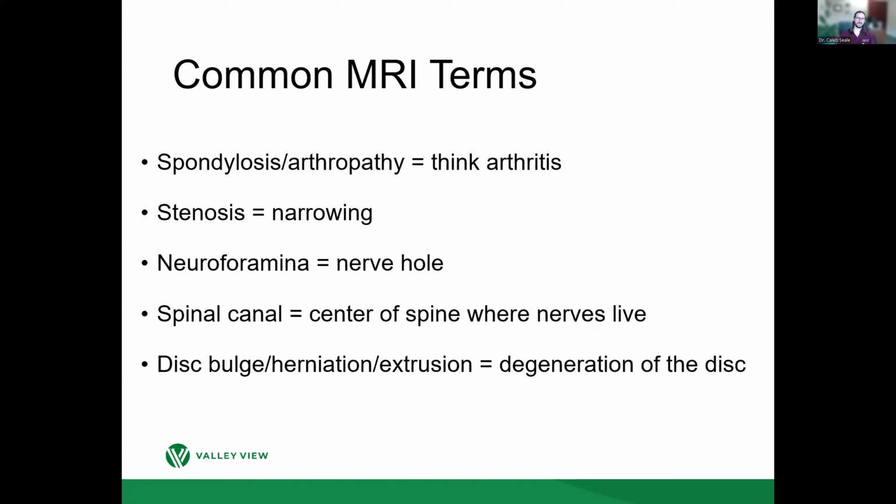Neuroforamina, that is the nerve hole essentially. So where the nerve comes out of the back, neuro meaning nerve, foramina meaning hole, so nerve hole. Spinal canal, it's the center of the spine where all the nerves live before they exit your back. Disc bulge, herniation, extrusion, just think of degeneration of the disc, and the different terms just describe the disc slightly differently, about how it actually protrudes into that spinal canal.